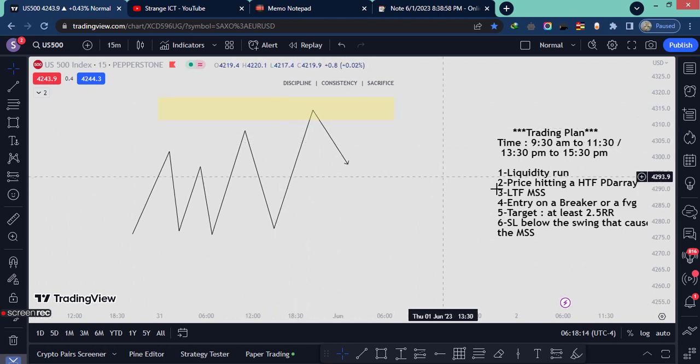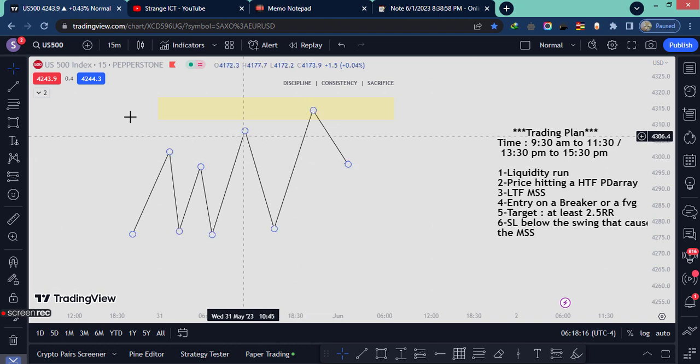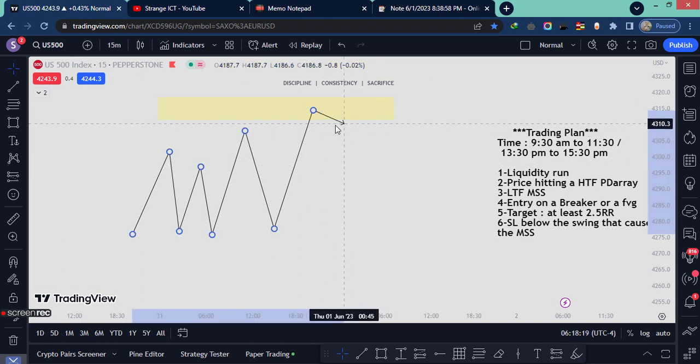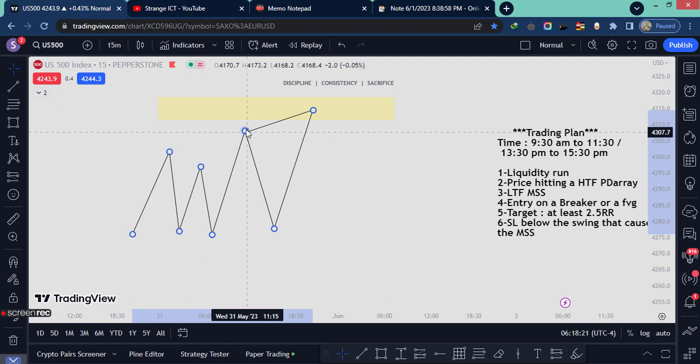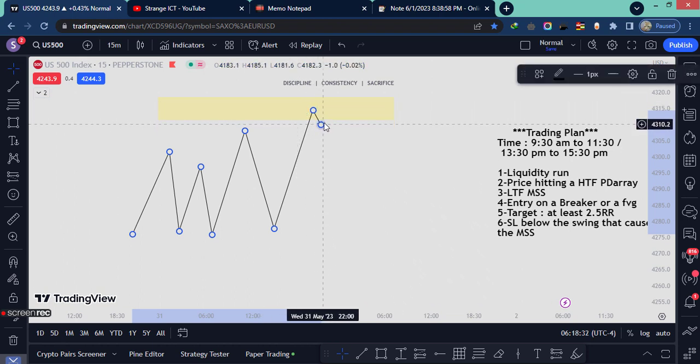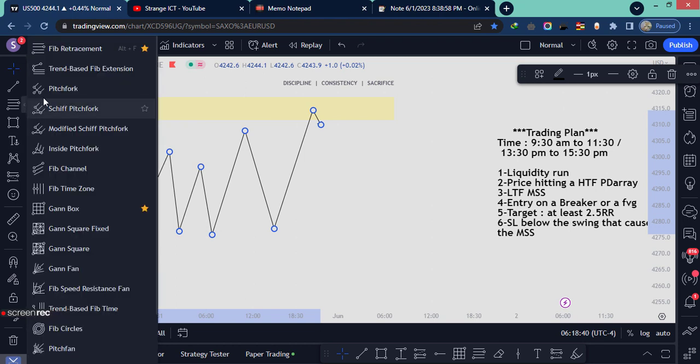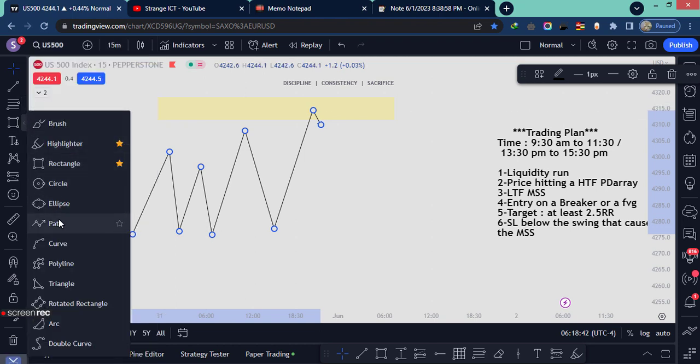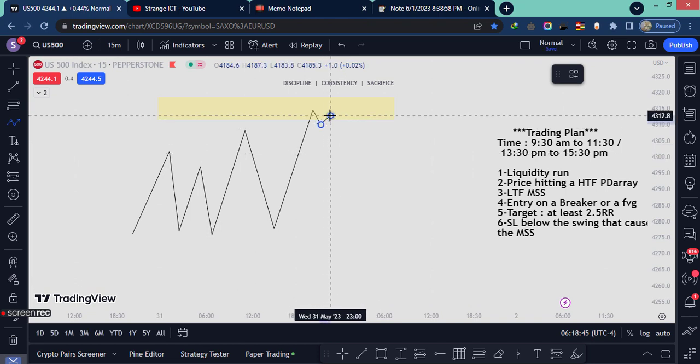Next step is you want to see a lower time frame market structure shift. So when price takes liquidity from this and hits a higher time frame PDRA, what you want to do is go to the lower time frames and look for a market structure shift. Market structure shift is basically like this, like here, and a displacement. You want to see a displacement breaking a recent swing.